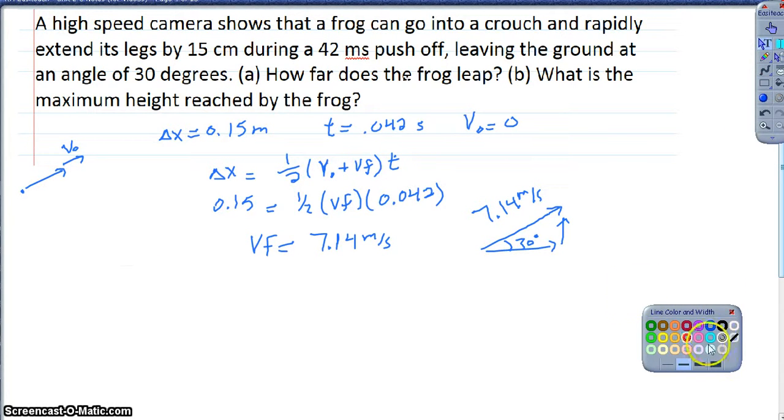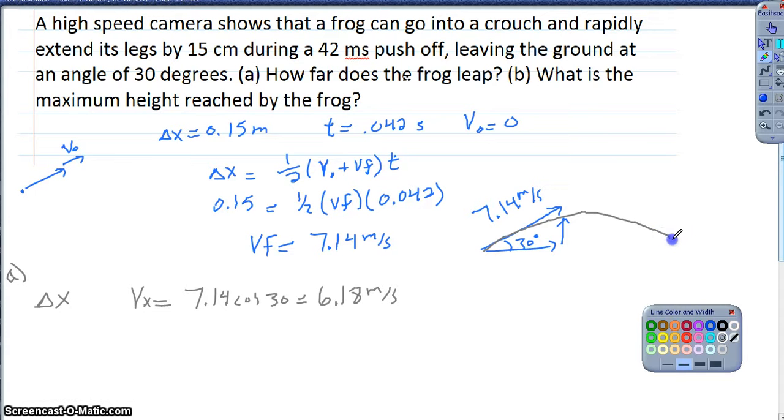For part A, if I want to find his horizontal displacement, I need to know his horizontal velocity, which is easy enough: 7.14 times cosine of 30, which comes out to about 6.18 meters per second. So I've got that information. The other thing I have to find is the time. How long is he in flight?